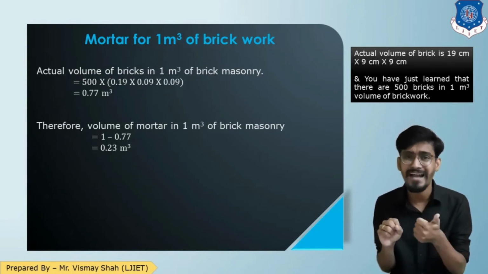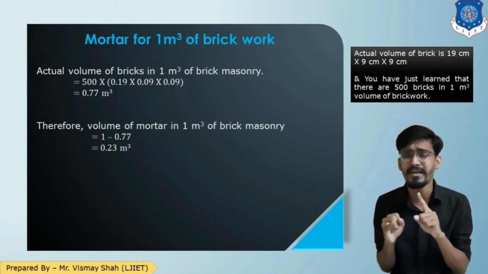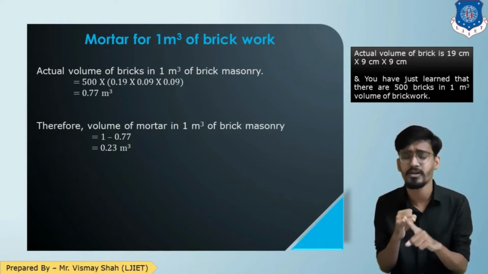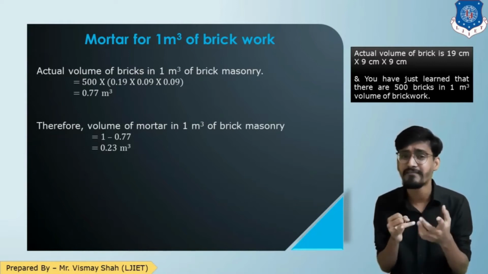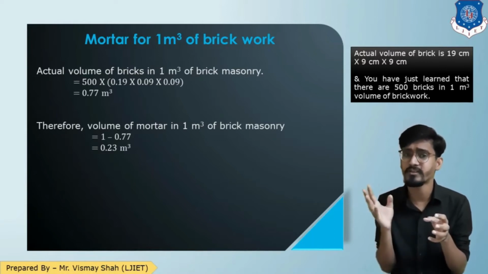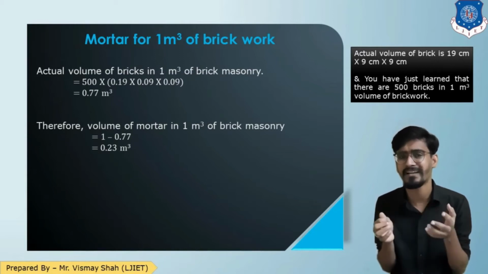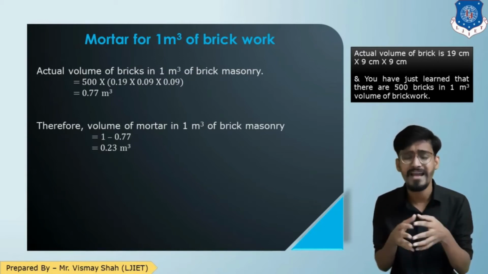So now I know that the actual size of a brick is 19 cross 9 cross 9, and there are 500 bricks in 1 cubic meter. So I'll get the brick volume. Now the total volume was 1. If I subtract the brick volume from the 1 cubic meter, I'll get the volume of mortar.